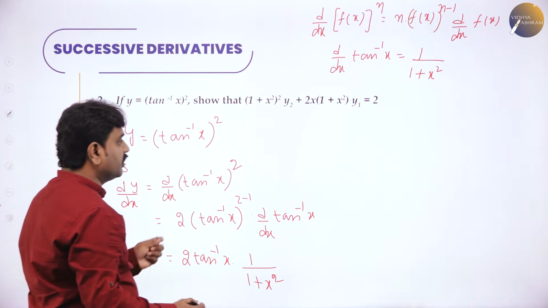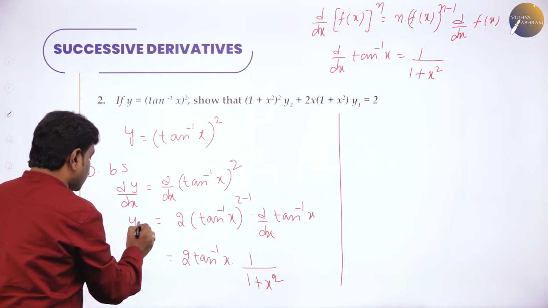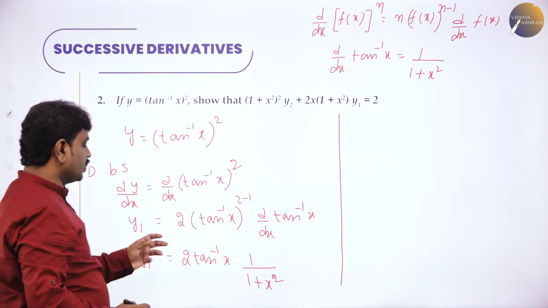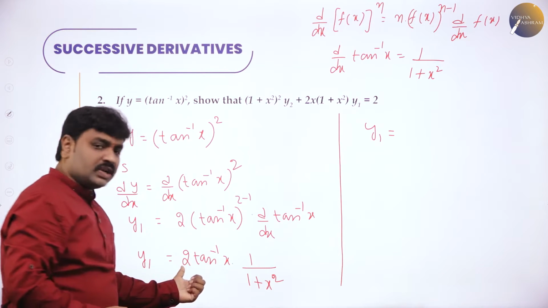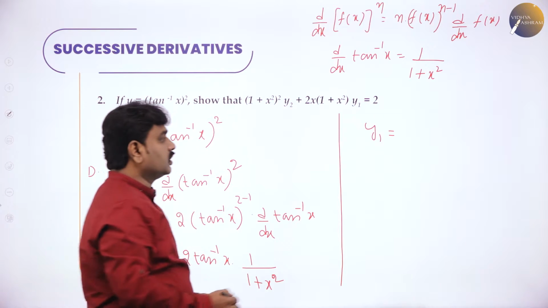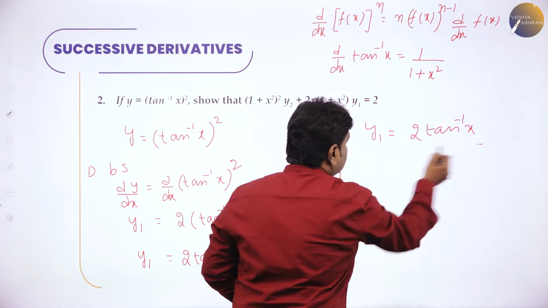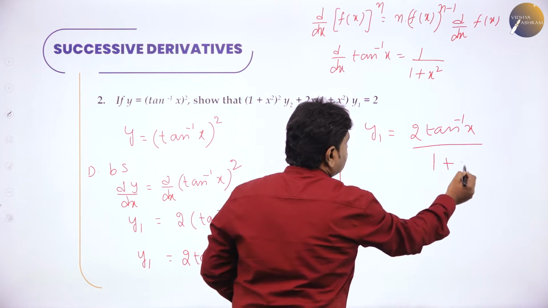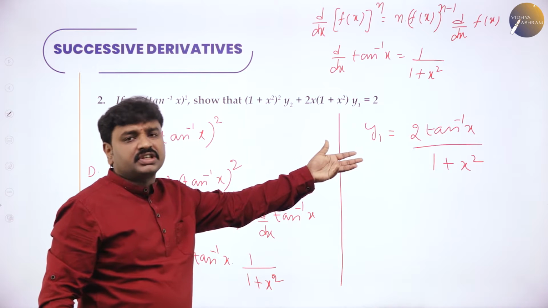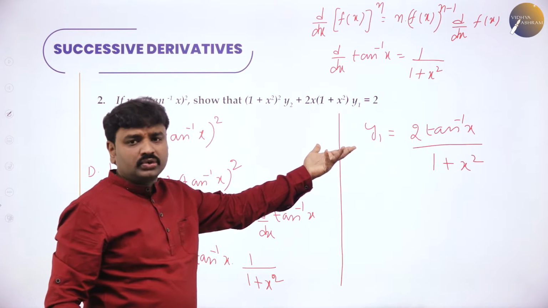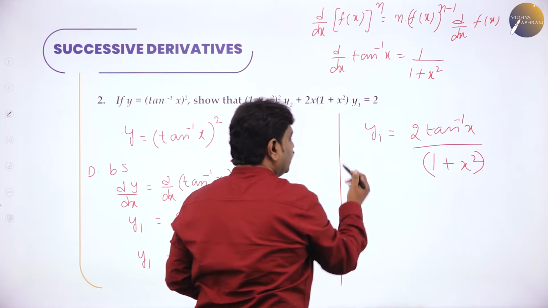So now we got dy by dx. You know, dy by dx can also be called y1. So what is y1? y1 is equal to 2 tan inverse x into 1 by 1 plus x square, that is 2 tan inverse x divided by 1 plus x square. Now it is in the form of numerator by denominator. Directly if you differentiate, you should use the quotient rule. You can do that, or I'll convert it. So this denominator, I'll bring it to LHS.